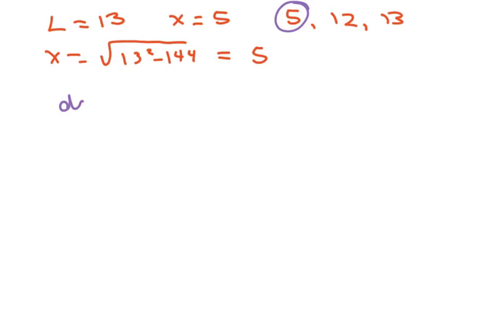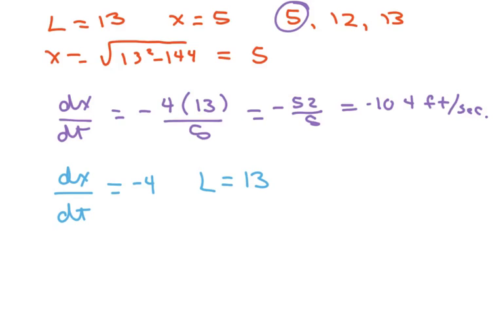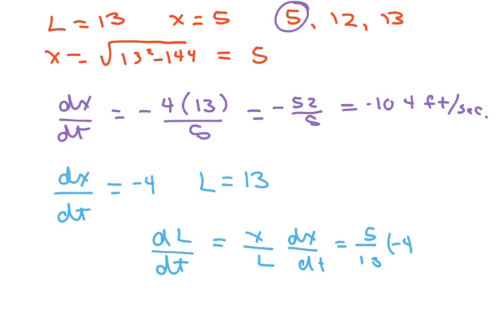So basically, the derivative of x with respect to t equals -4 times my L, which is 13, over 5. And that equals -52 over 5, which is -10.4 feet per second. That's how fast it's changing as the speed of the boat increases. Okay, so now it's asking if dx/dt equals -4 and L equals 13. So we're just using the other formula, which is x over L times dx/dt. And this is going to be 5 over 13 times -4, which equals -20 over 13 feet per second.